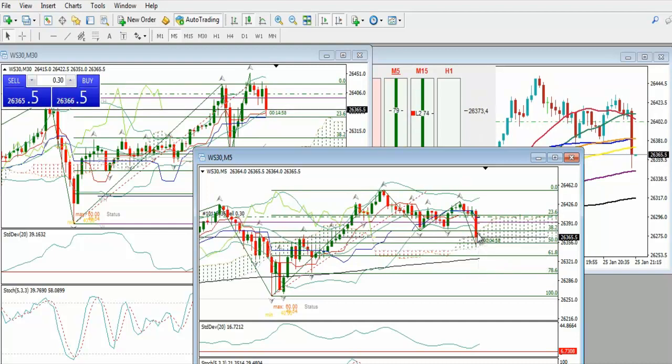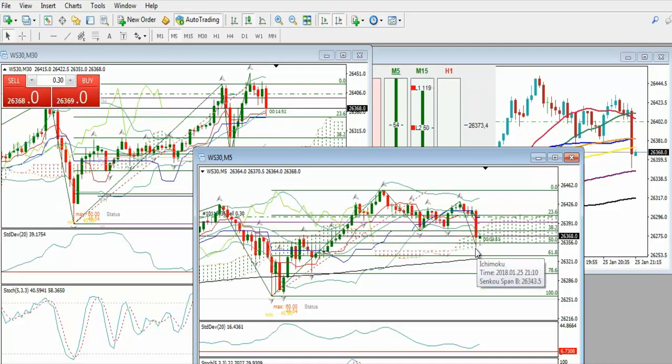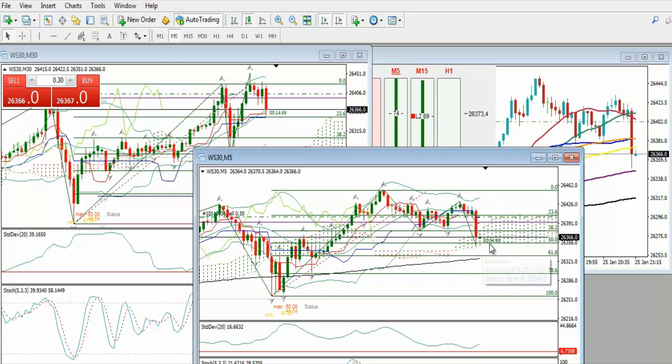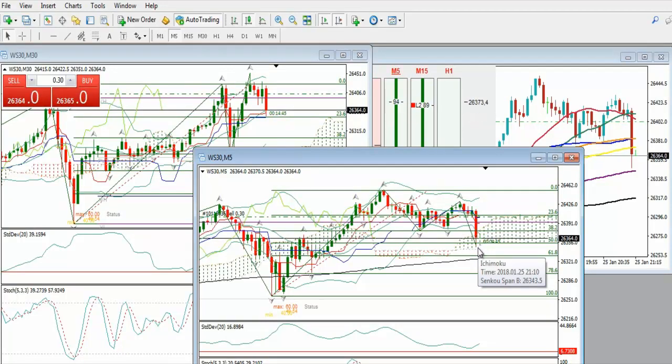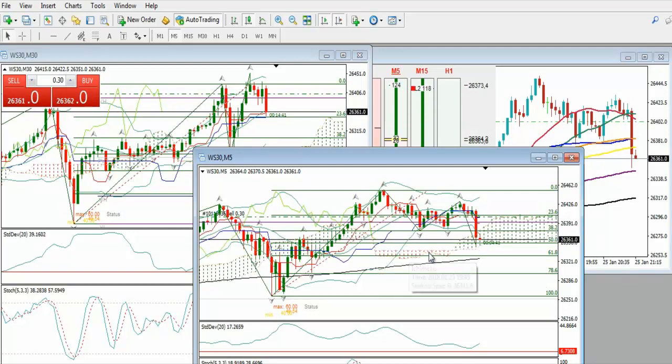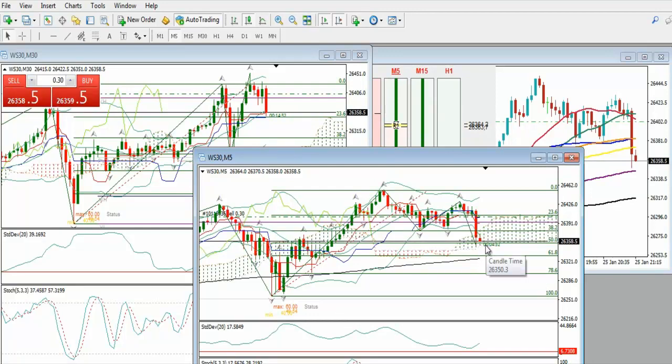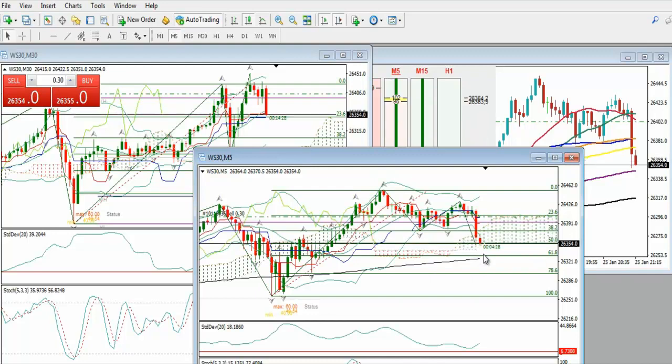Because my Chikou span, my Senkou span A is broken, but Senkou span B is holding really tight right here. As you can see, my Senkou span B is a great resistance. When you see these horizontal lines right there, you know that they are big resistance, and if they break, you know that the price action may go even lower.